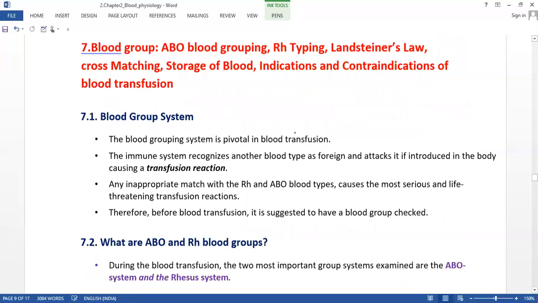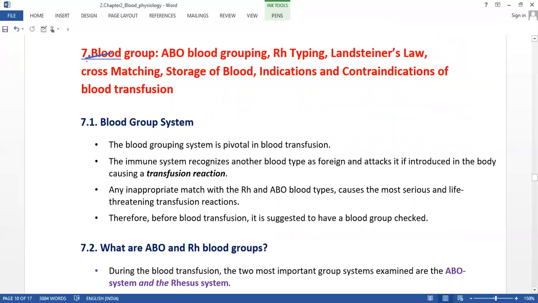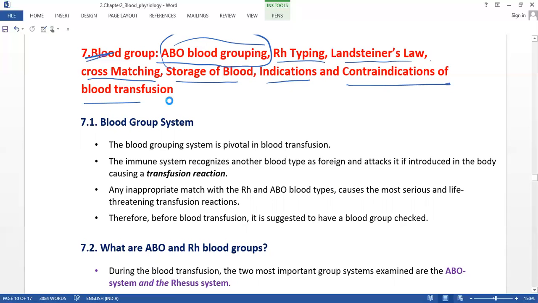And the next concept is the blood group. This is a more interesting topic. Here we have different types of blood group: the ABO blood grouping method, and also Rh typing, Landsteiner's law, the cross matching concept, storage of the blood, and the indications and contraindications of blood transfusion. These are the concepts we will learn under blood grouping.